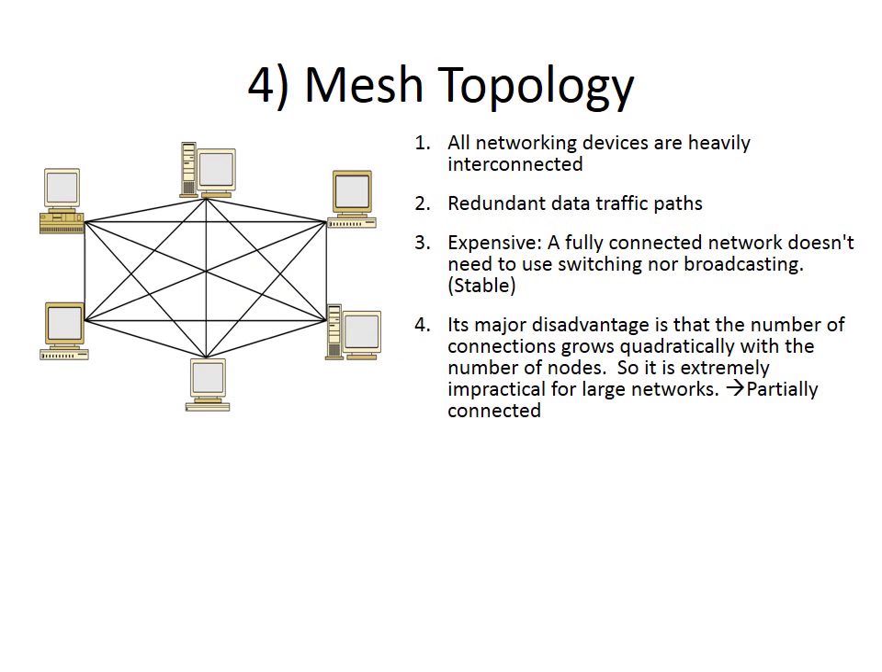Mesh topology is a fully connected network. It doesn't need to use switching nor broadcasting. However, its major disadvantage is that the number of connections grows quadratically with the number of nodes. So it is extremely impractical for large networks.